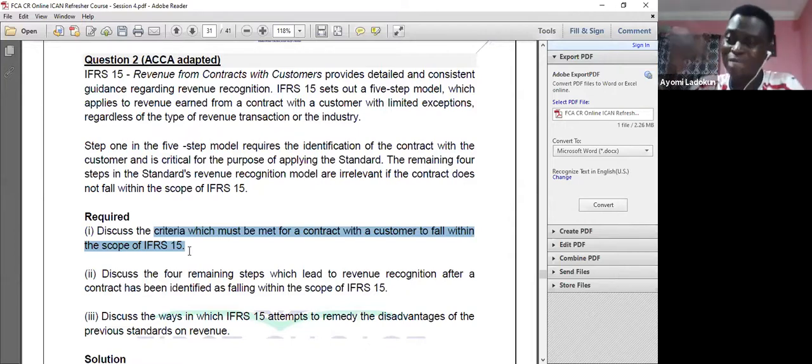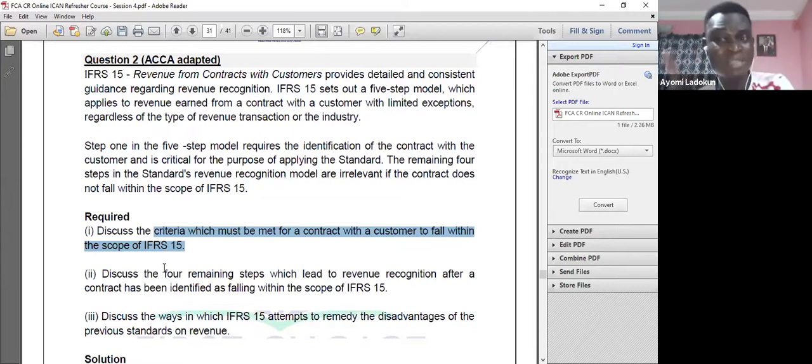So that's why I'm taking time, to open your eyes to the nitty gritty of the way the examiner will bring you on. I'm pretty sure if I'm not really taking my time to do that, most candidates cannot attempt this question, because of the criteria that must be met for a contract with a customer to be recognized, to fall within the scope of IFRS 15.